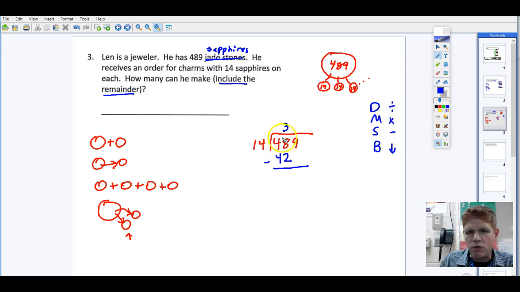We divided and found that 14 went into 48 3 times. Multiplied and found out that 3 times 14 is 42. Now we're going to subtract. 8 minus 2 is 6. 4 minus 4 is 0. We're done with our subtraction. We bring down the 9. 14 goes into 69. How many times?